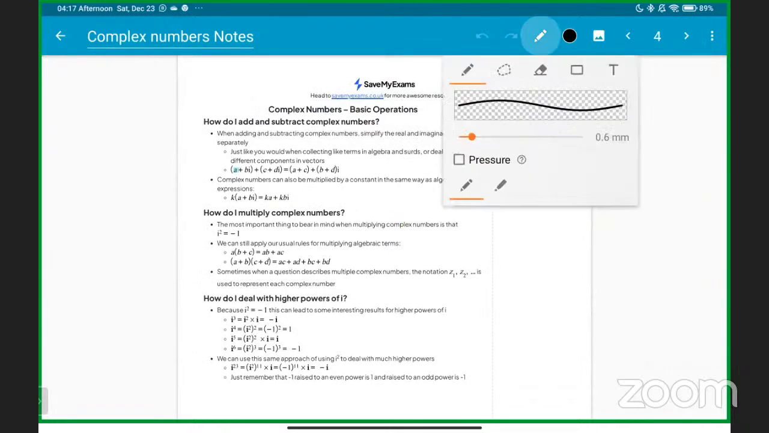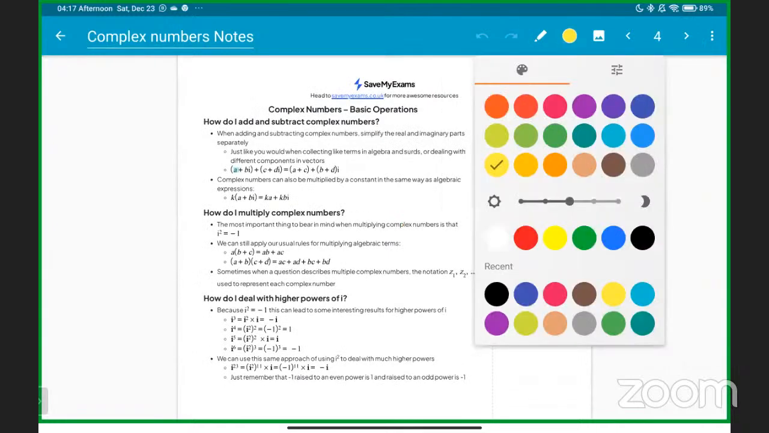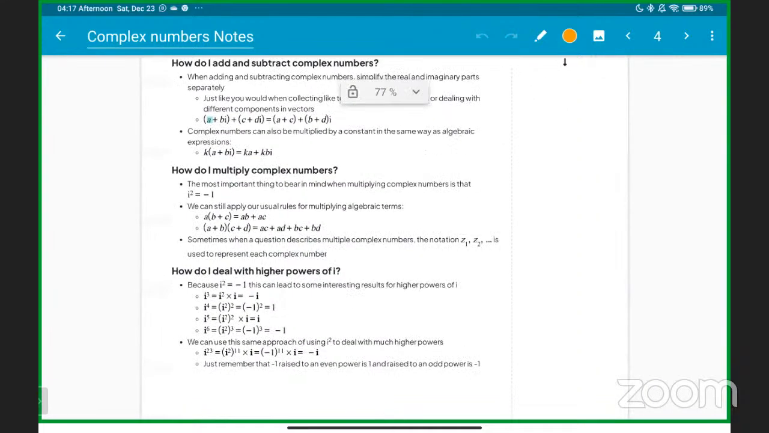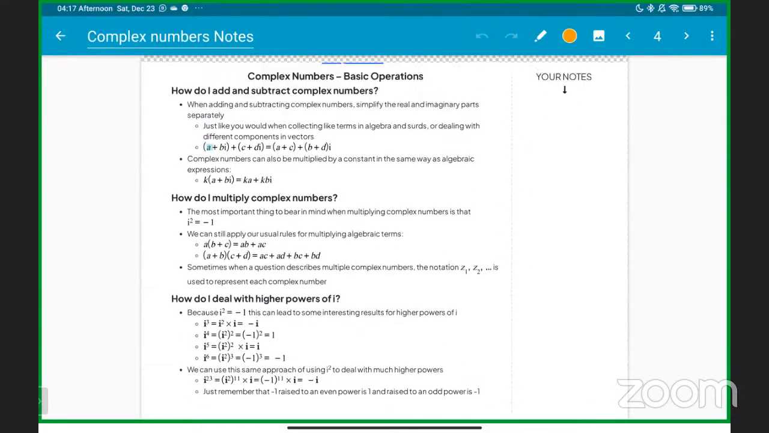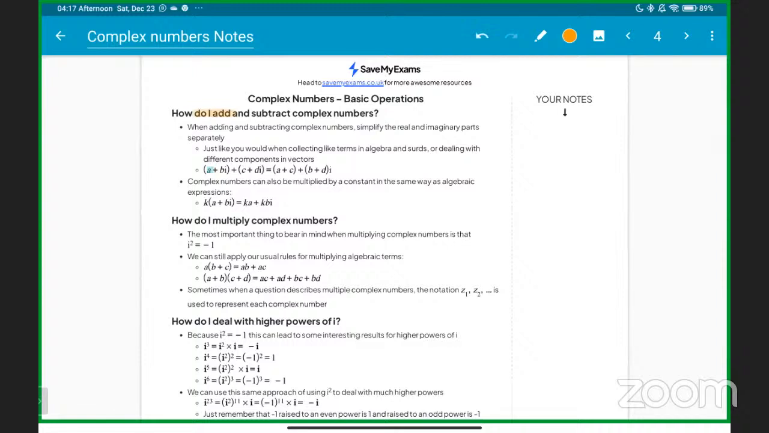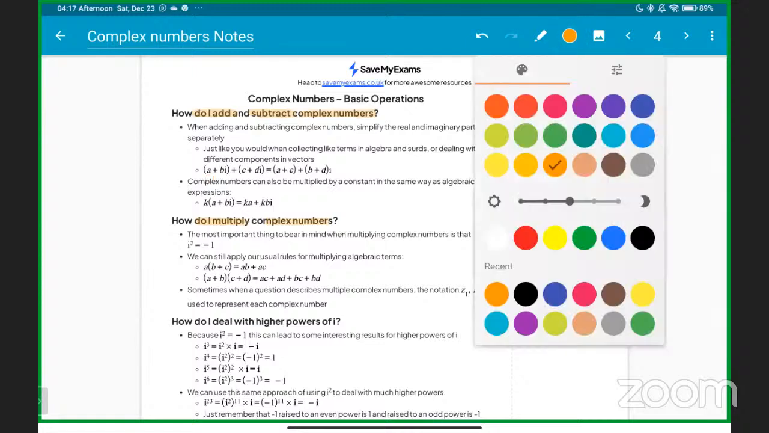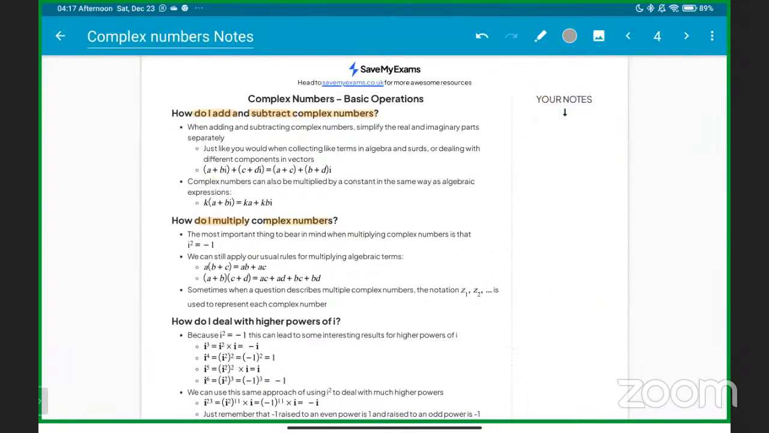Next thing we need to understand: they will also ask you simple steps of multiplication, addition, and subtraction. So that is what you need to do, okay? So how do I add and subtract complex numbers? How do I multiply the complex number? These notes are very good. So make sure to revise them from here and all the chapters will be clear, okay?